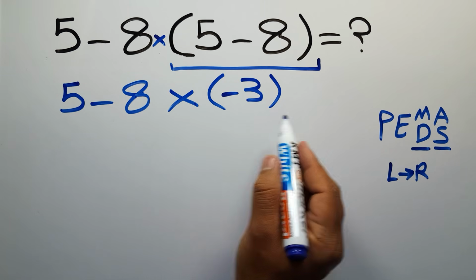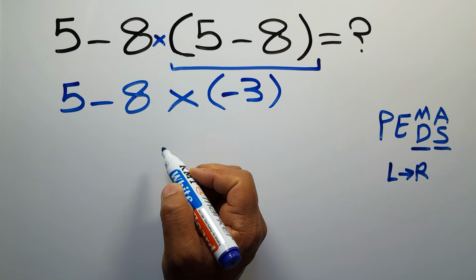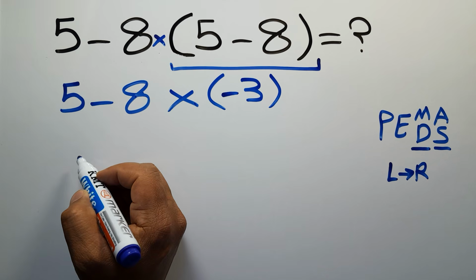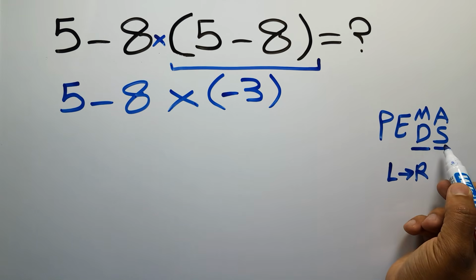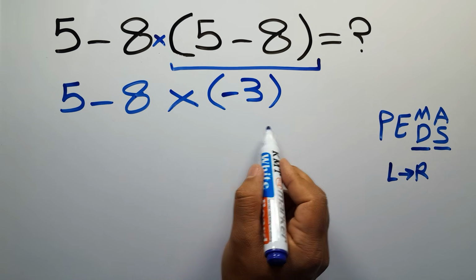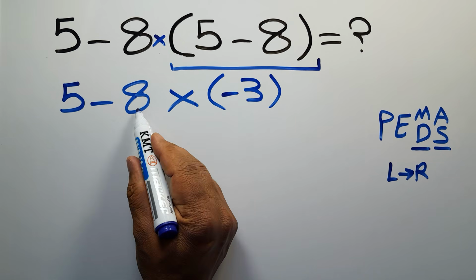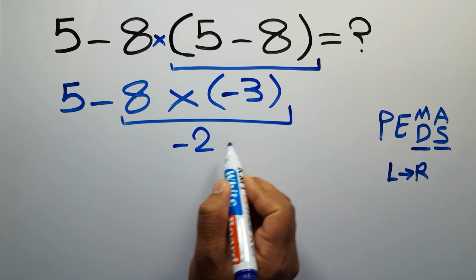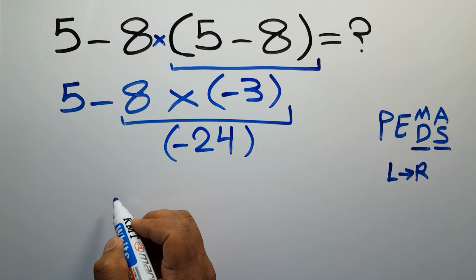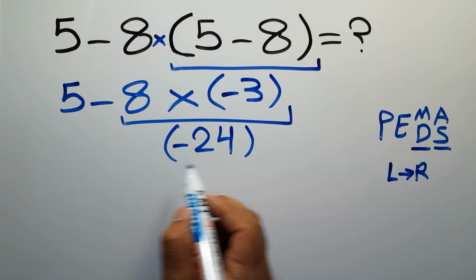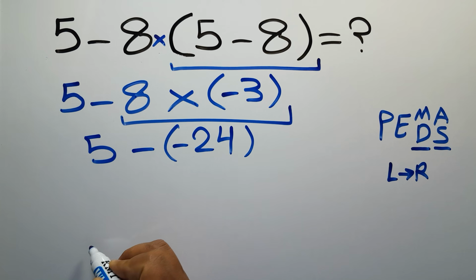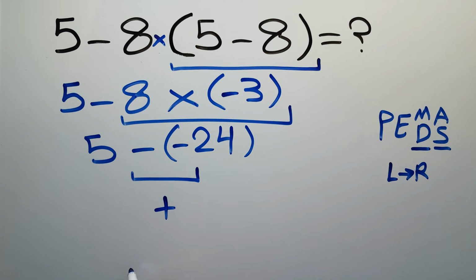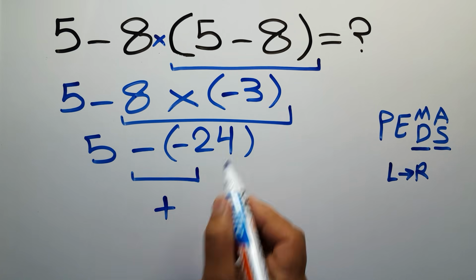Now, in this expression, we have one subtraction and one multiplication. According to PEMDAS, multiplication has higher priority than subtraction because multiplication comes before subtraction. So here, first we have to do this multiplication. 8 times negative 3 equals negative 24. So we have 5 minus negative 24. Now, negative times negative gives us positive. So we have 5 plus 24.